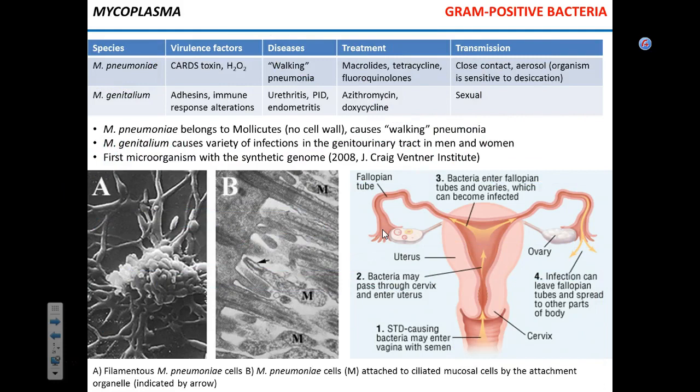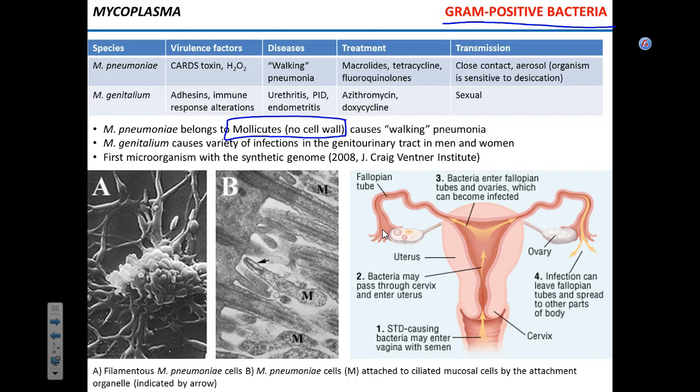Now, these microorganisms, Mycoplasma, formerly belonged to gram-positive bacteria. However, they also are often classified as Mollicutes. Mollicutes means no cell wall. Okay? You can ask, what's the name for microorganisms with a cell wall? It's Firmicutes. Okay.